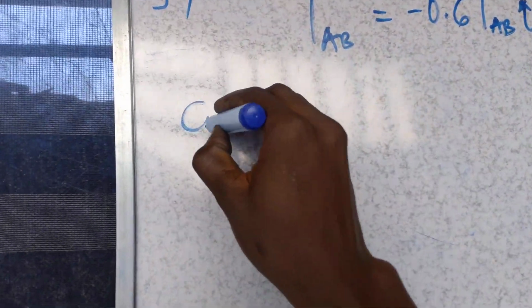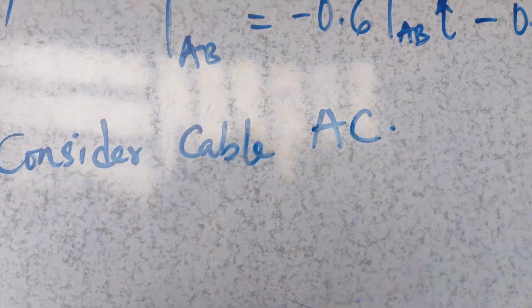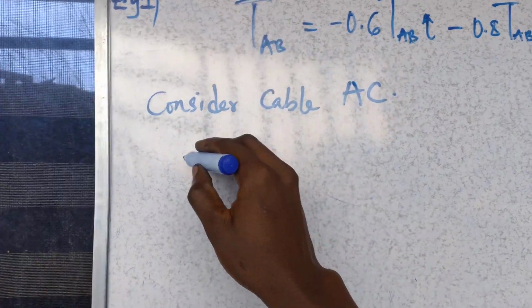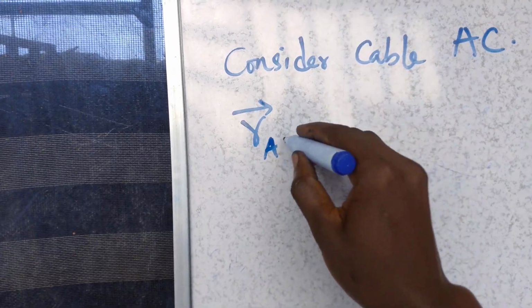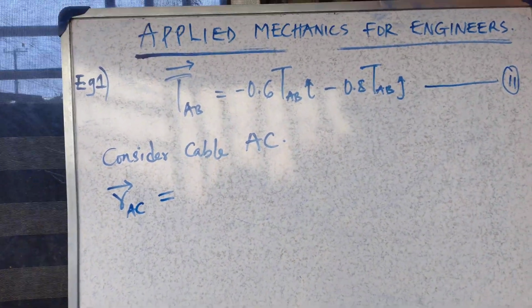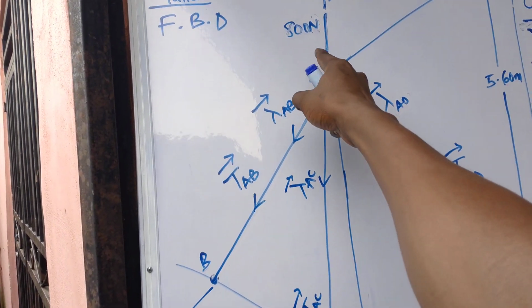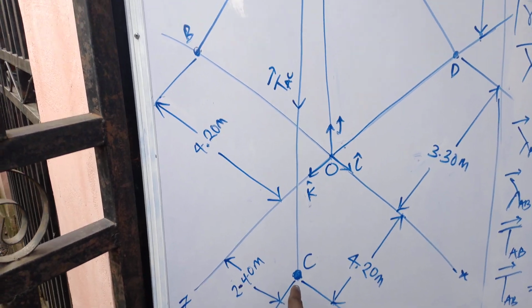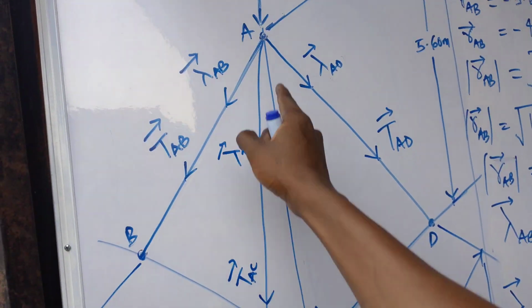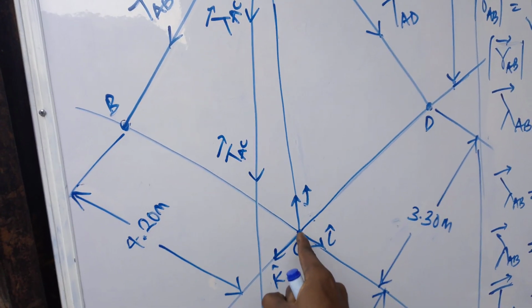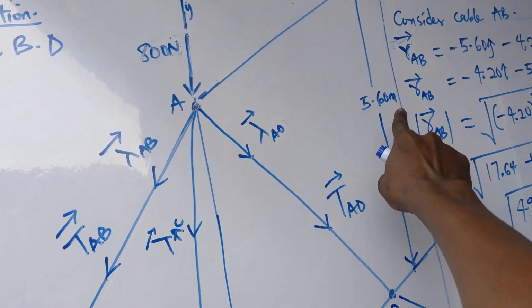Okay, let us consider cable AC. I can then look for the position vector RAC. Now move until I get to point C. I'll come down, get to this point, and this is with respect to this distance, 5.6.